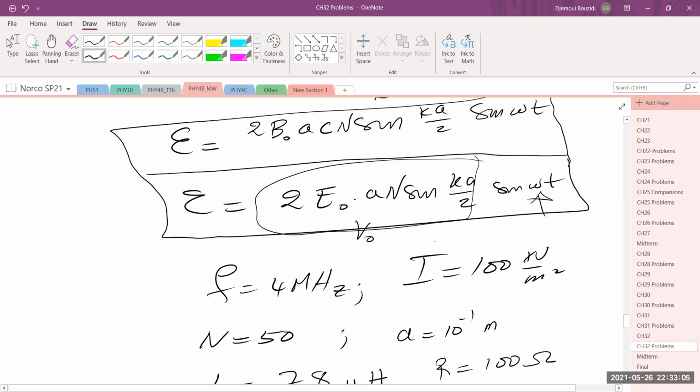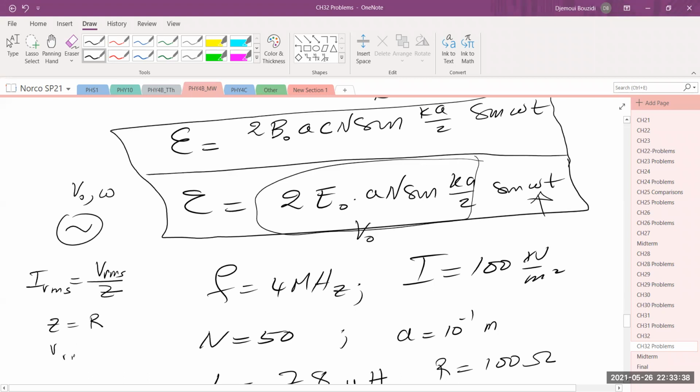Okay. So this looks like it's a power source that has a V naught equal to everything in here, 2 E naught AN times sine of KA over 2. That is V naught. And omega, that is the coefficient of the time in here. This is the power source that is coming from the wall. So if I want to find the IRMS, technically, I should divide the VRMS by Z. But I am at resonance. At resonance, Z is equal to R.